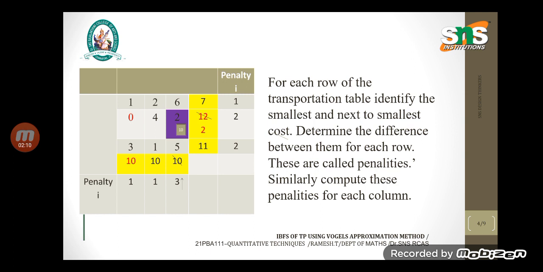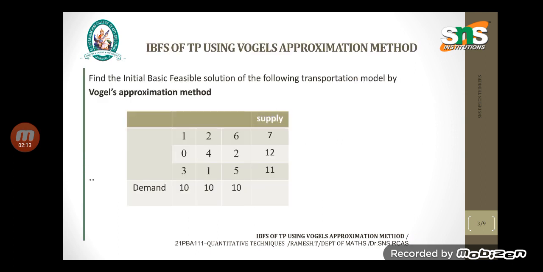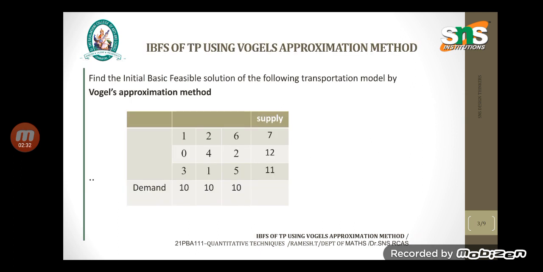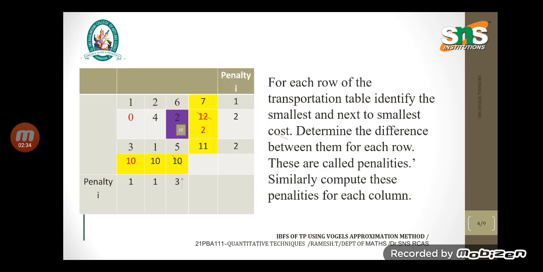In the second row, the smallest cost is 0, the next cost is 2, and the difference of 0 and 2 is 2, so put it there. In the third row, the smallest cost is 1 and the next is 3, the difference is 2, so we fix the penalty 2. Likewise, on the column side, the smallest cost is 1, the next one is 3, so the difference is 2.